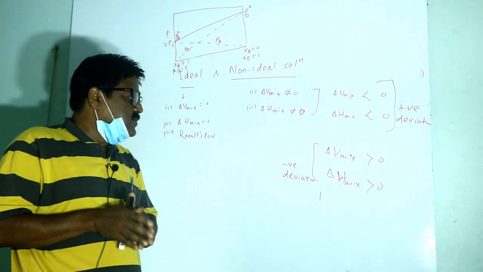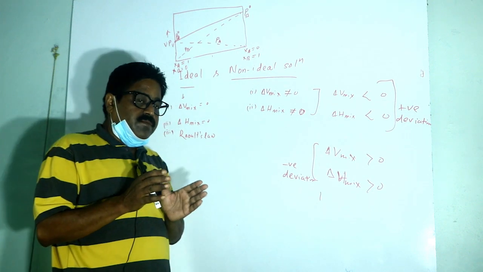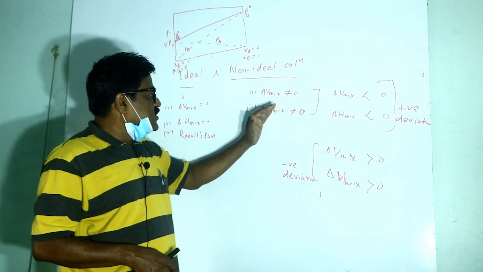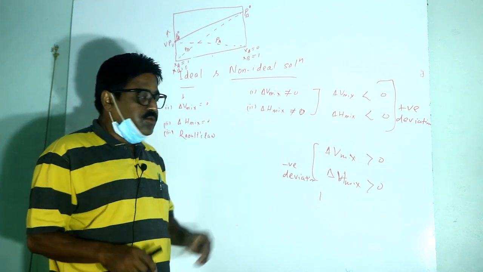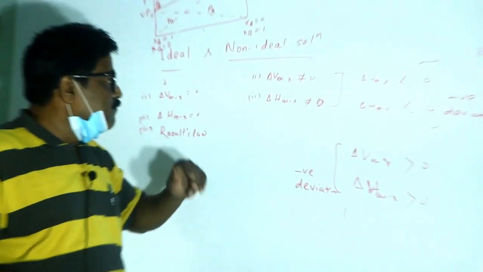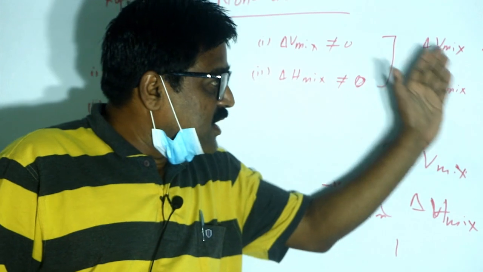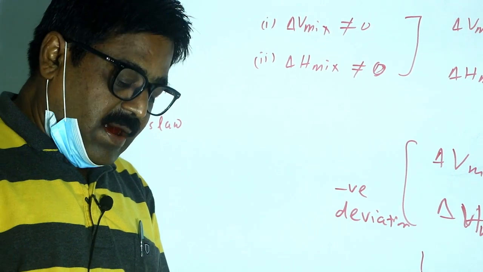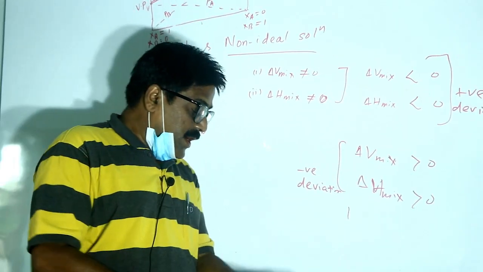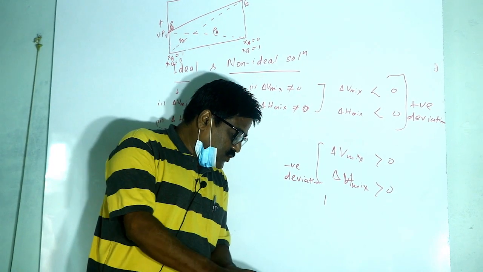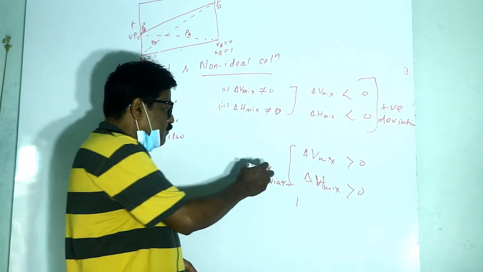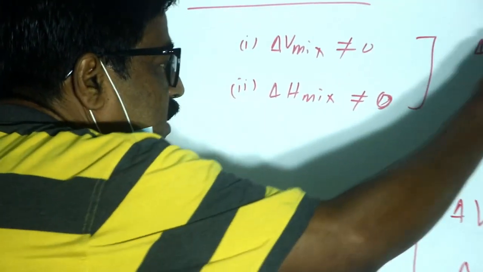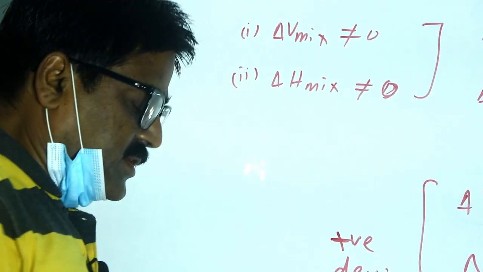Because of the difference, the condition does not obey this one. Del V mix cannot be 0, del H mix cannot be 0. It will not be equal to 0. So there are two possibilities here: it may be less than 0 or greater than 0. When del V mix is greater than 0, that is called positive deviation. When it is less than 0, that is called negative deviation.